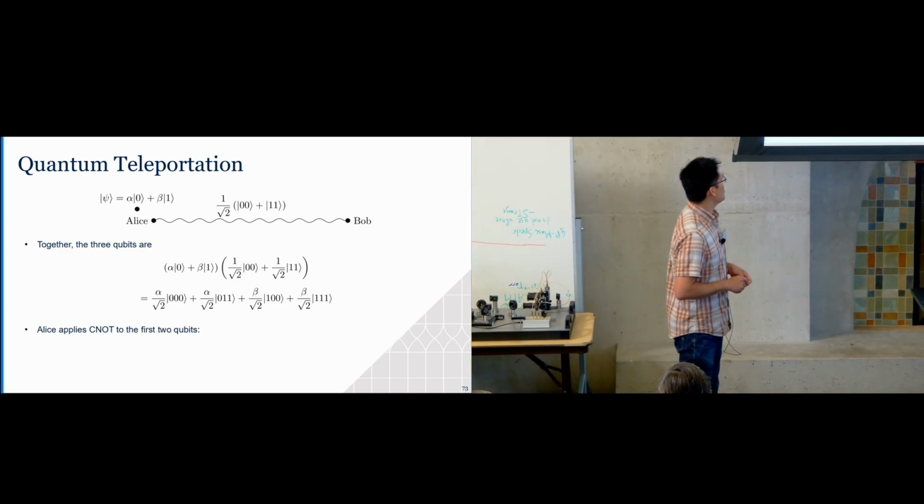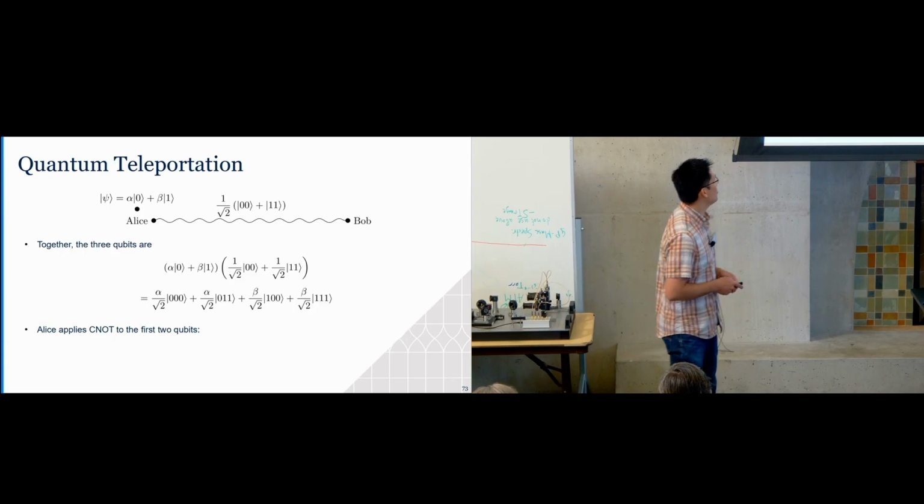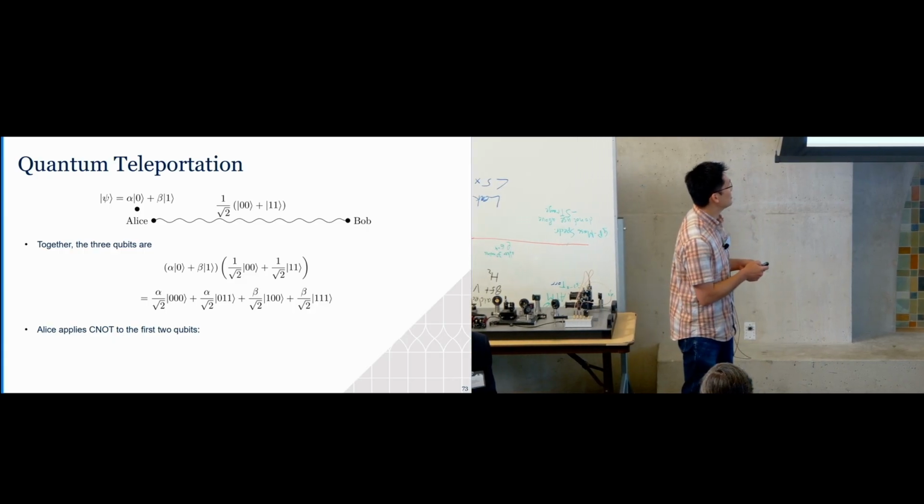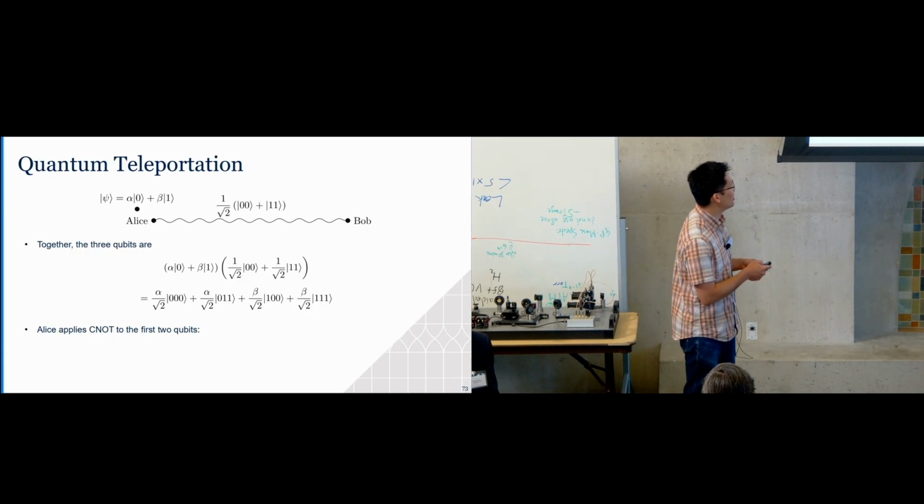So what Alice is going to do is she's going to apply a C naught to her 2 qubits, which are the left 2 in the way that we've written it. So if she applies a C naught, this 0 will get flipped to a 1, and that 1 will get flipped to a 0. So we're going to get that state.